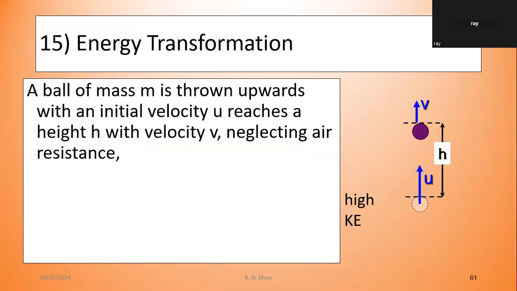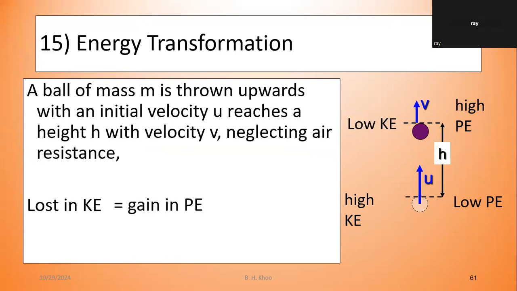Where you throw it, it has high kinetic energy because of high velocity. Then when you move up to a height h, the velocity decreases, so it's low kinetic energy. But where you throw it is low potential energy, increasing to high potential energy. So gain in potential energy. So you should be able to write down the equation.